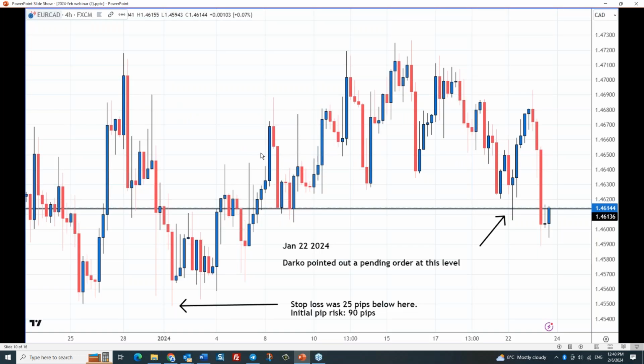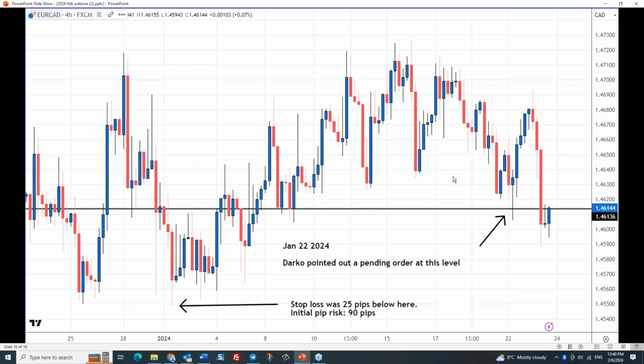This was the 4-hour chart, which is based on the weekly chart, support, resistance levels, and price action. And Darko had talked about buying this when price was up in here. He said, okay, this is where we're going to be looking to buy this level right here, and he's going to have a low stop loss. Okay, this meant having about a 90 pip risk in the trade. Okay, so that might be too much for some traders.